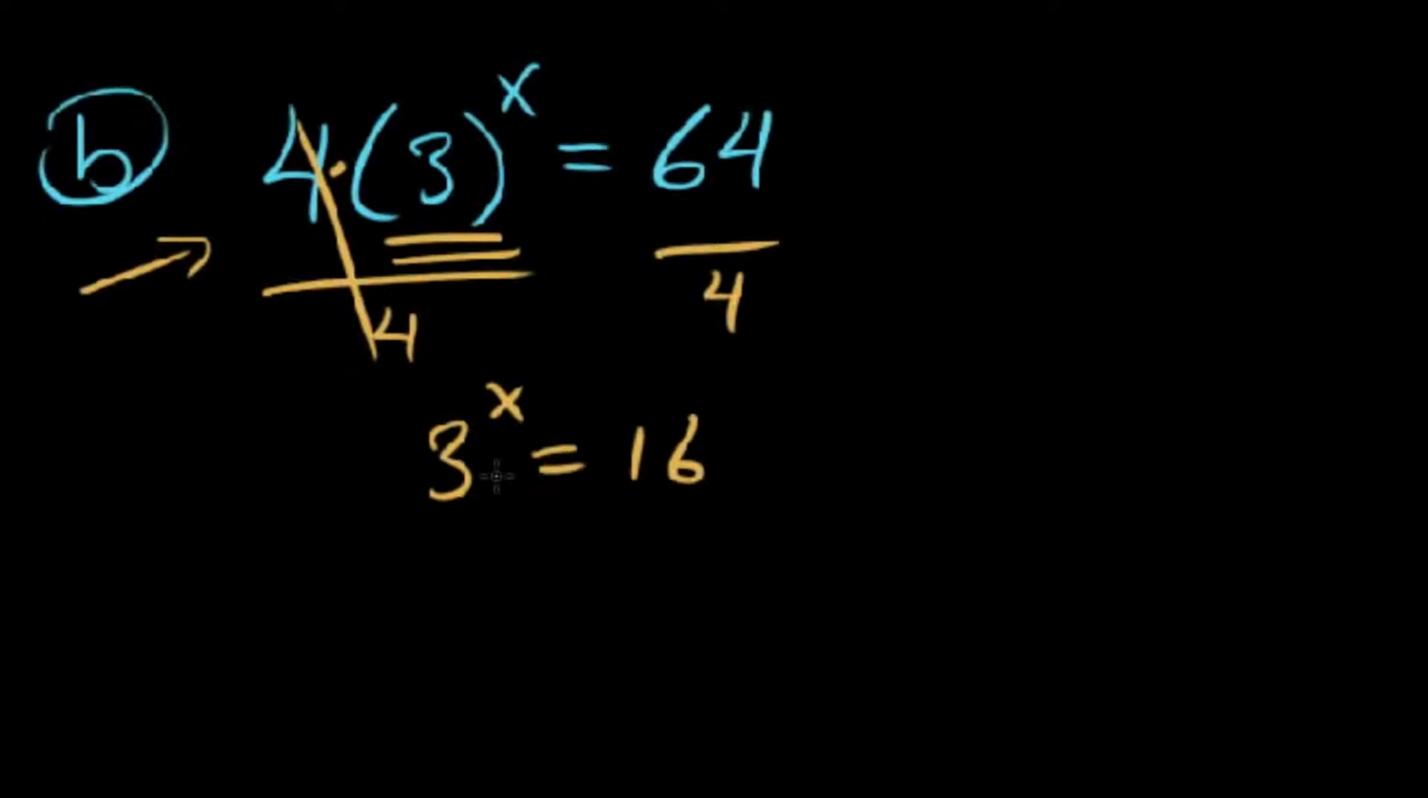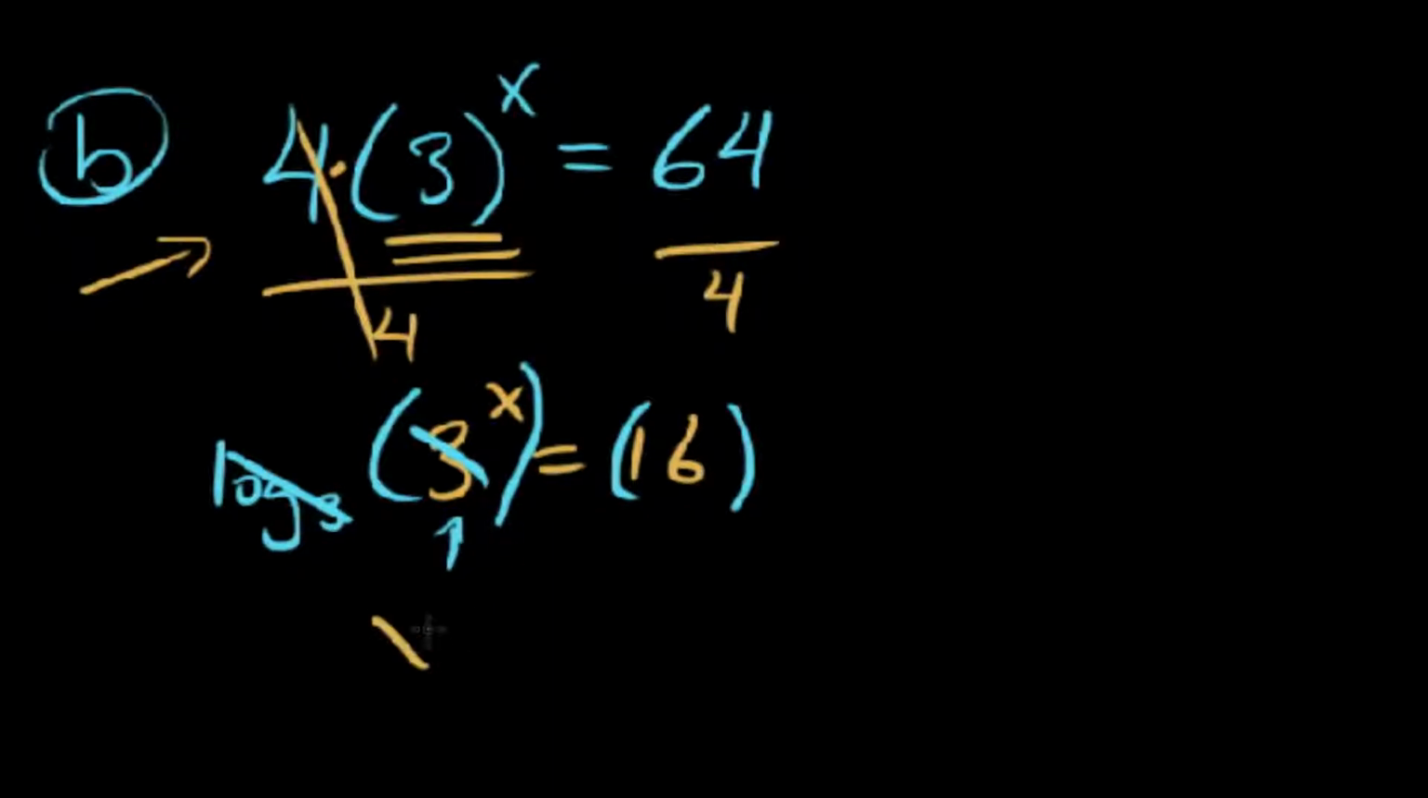So now to undo this exponential thing, what we'll do is we'll take the log of both sides. It's just that when we take the log of both sides, we want to take the log that's going to cancel out with this exponential base of 3. So we'll take the log base 3 of everything on the left, and so this log base 3 and the 3 cancel, and I'm left with x. And on the right, I basically just have log base 3 of 16. So x is equal to log base 3 of 16.